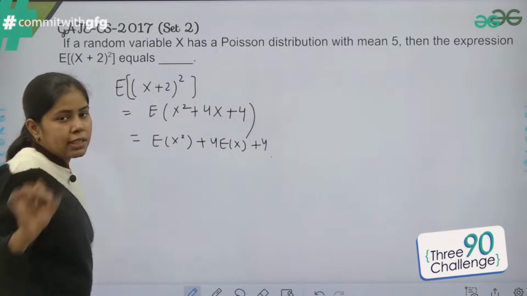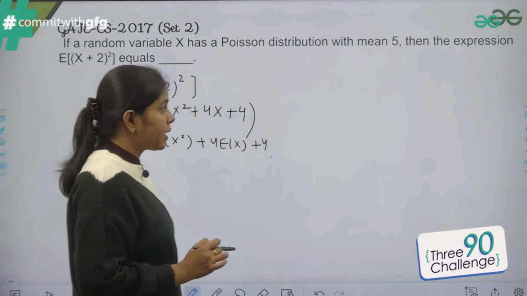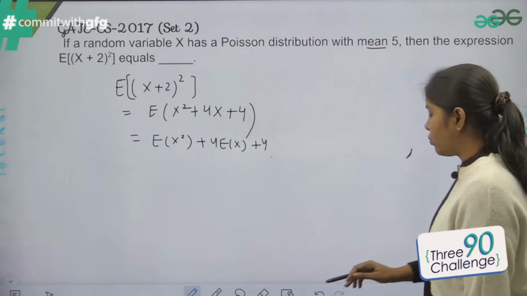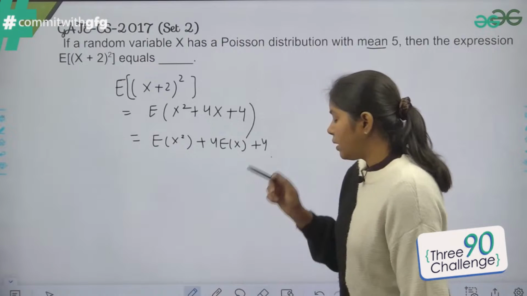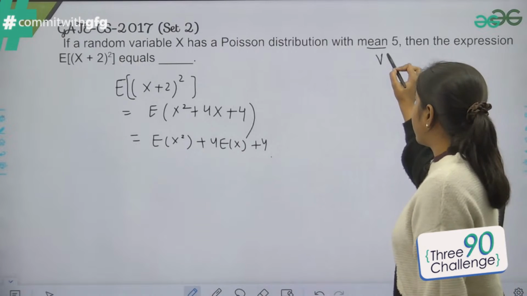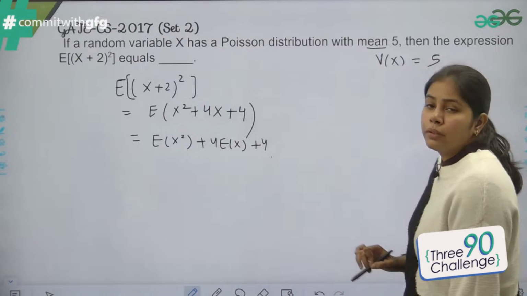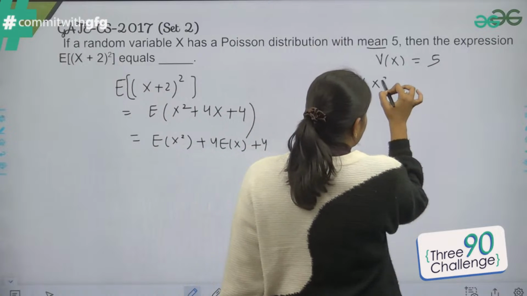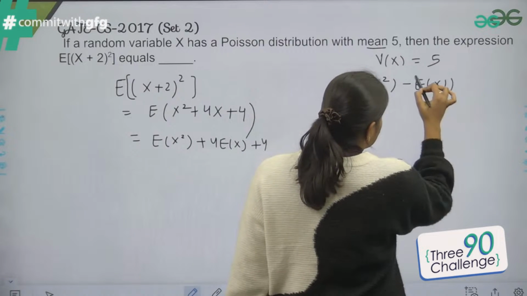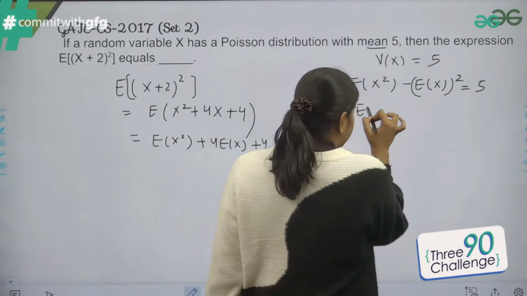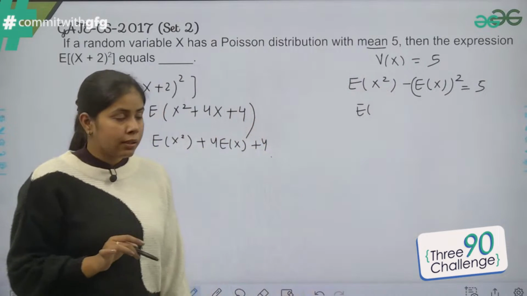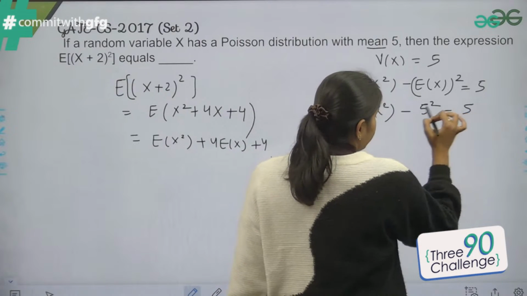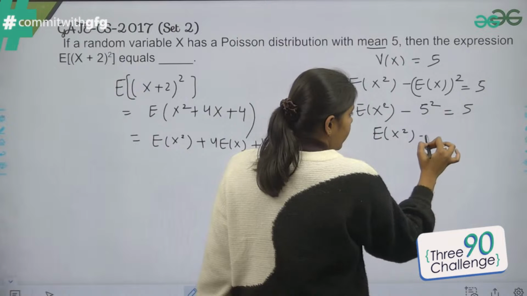Expectation of x is given to me, but the question is how do I find expectation of x square. If you remember, the mean and variance of a Poisson distribution are the same, so variance of x is also 5. I can write variance of x as expectation of x square minus expectation of x whole square equals 5. This is nothing but the variance formula. So expectation of x square minus 5 square equals 5, and I'll get expectation of x square as 30.